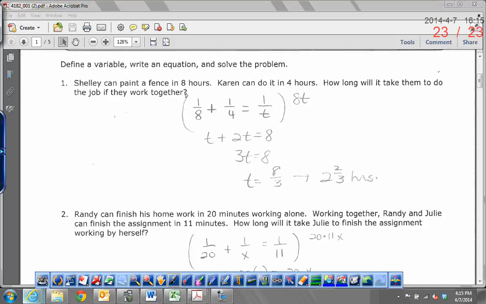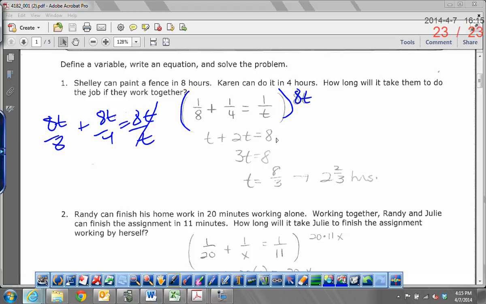So we multiply everything by 8t. When we do that, we get 8t over 8 plus 8t over 4 equals 8t over t. And so the t's cancel out. That's where we get the 8. 8 over 4 is 2. And then the 8's cancel out and we get t. So then we just have t plus 2t equals 8. So just solve for t. We get 2 2/3, or 8/3. You'd think you could just average them together, 8 and 4 make 6, but that's not how it works in this case.